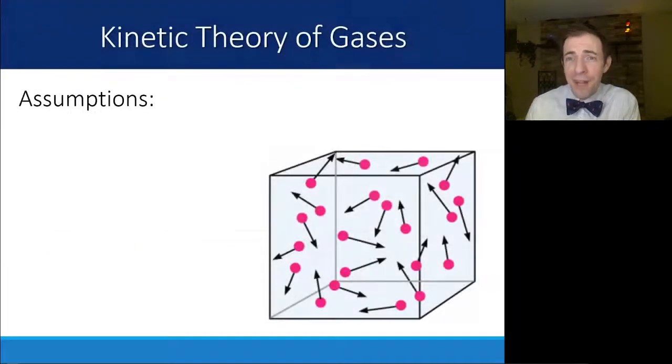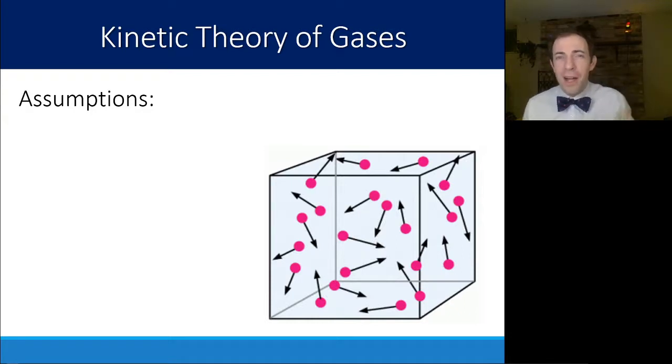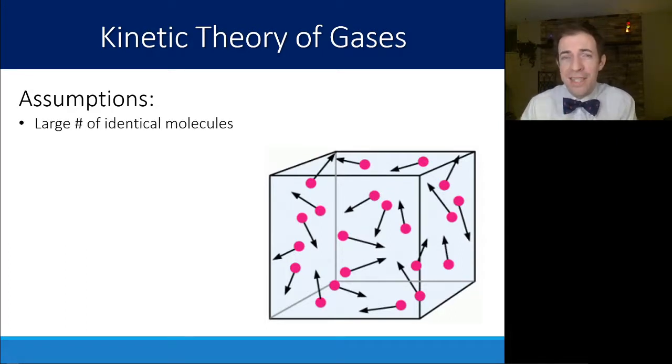To first start talking about this, there are some assumptions that we're going to need to know when we talk about kinetic molecular theory in terms of gases and what makes an ideal gas. Our first assumption is that we are dealing with a large number of identical molecules. If it's a tiny number of these, it's not going to provide the same properties that average out in the scale of large numbers.